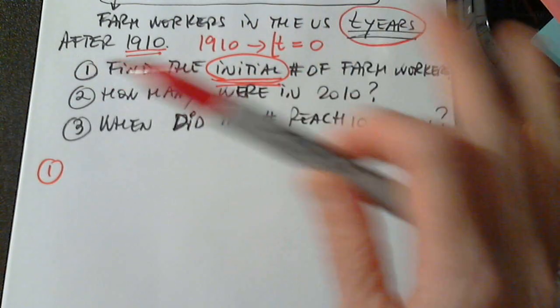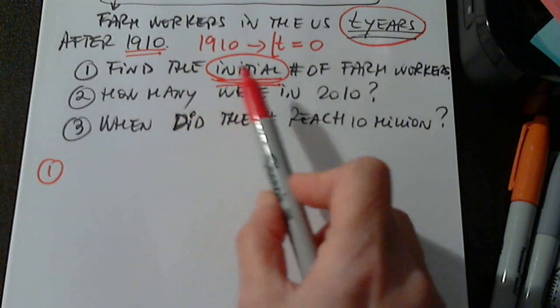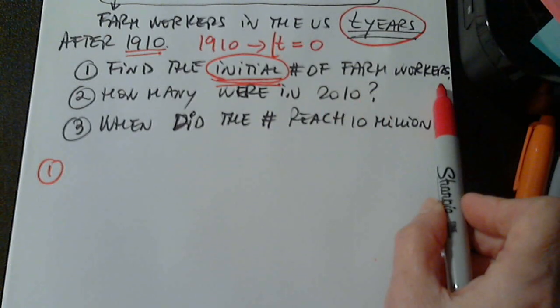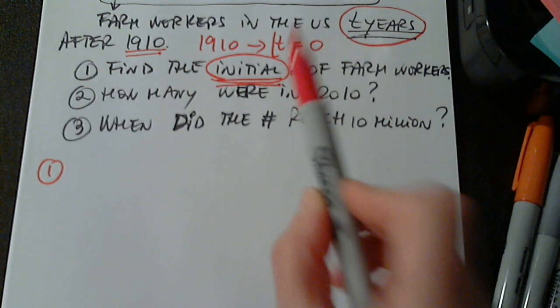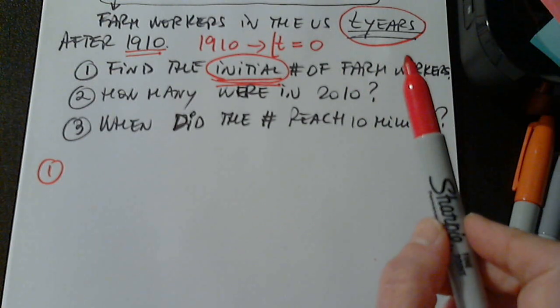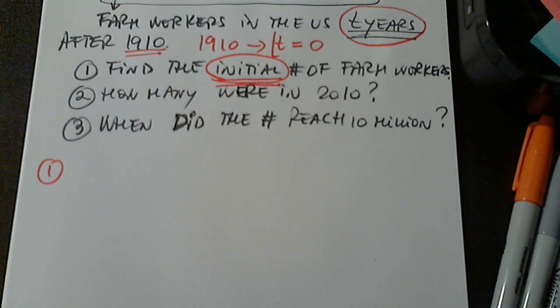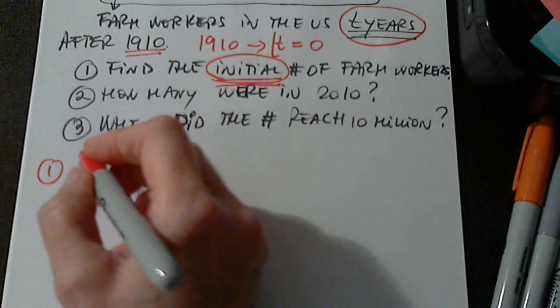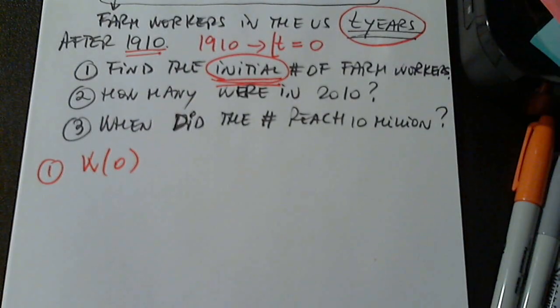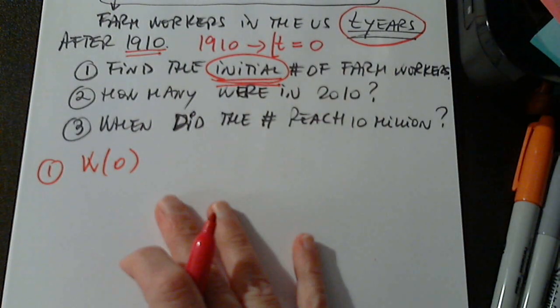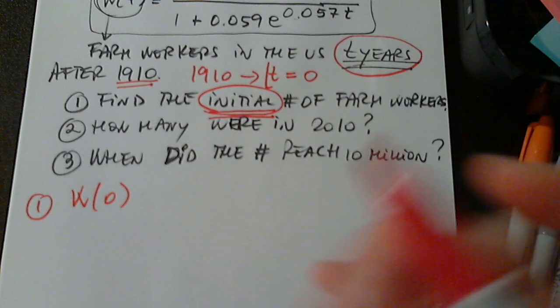Maybe I didn't read it clearly, so let me read it again. Find the initial number of farm workers. So then what do I have to find? The y-intercept. Yes, in other words, I have to find W of 0. Correct. Good. So let's do this together.